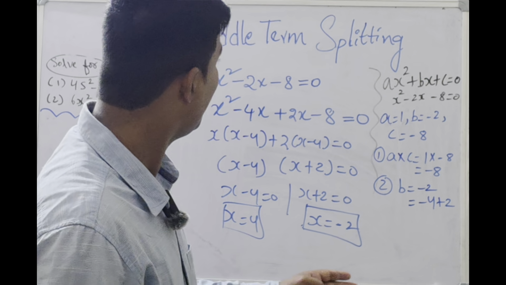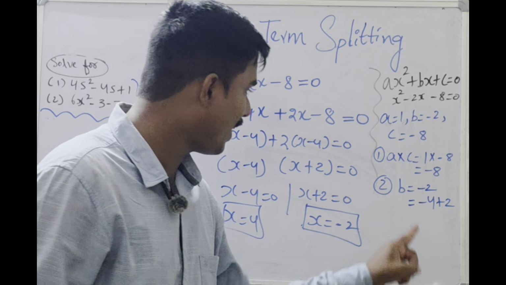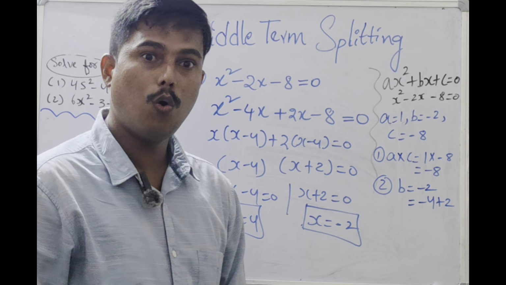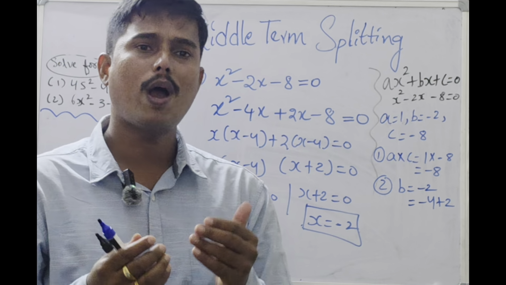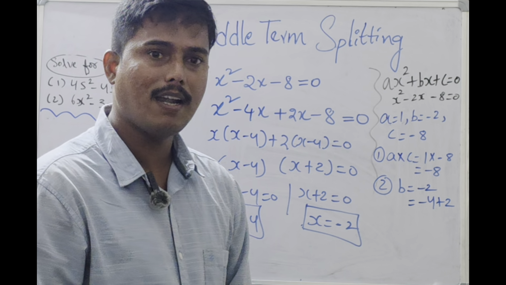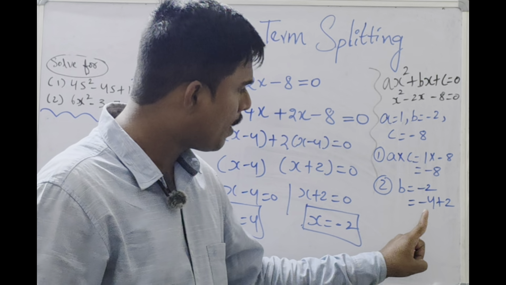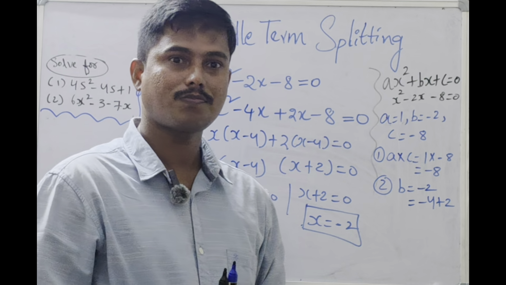What is b over here? So b is minus 2. Absolutely correct. B is minus 2. So write b as minus 2. Now, you should split b in such a way that you add or subtract, you do whatever you want. You need to get minus 2. Solve this. Minus 4 plus 2. Minus 2. Condition 1 is met.